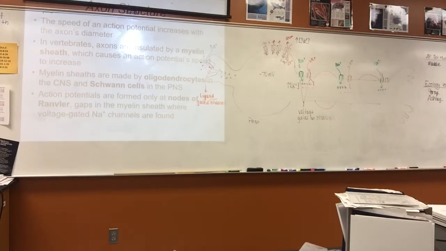And these action potentials are formed only at these nodes of Ranvier, which are those gaps in between the myelin sheath, where the voltage-gated sodium channels are found. So if you recall, the myelin is made by these Schwann cells in the PNS or oligodendrocytes.